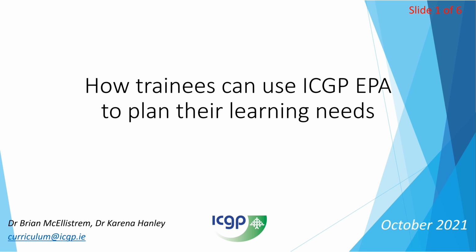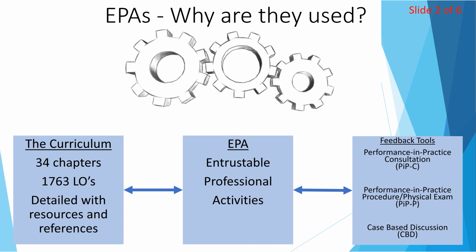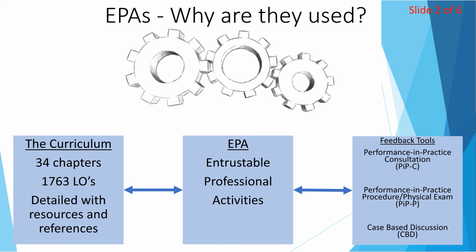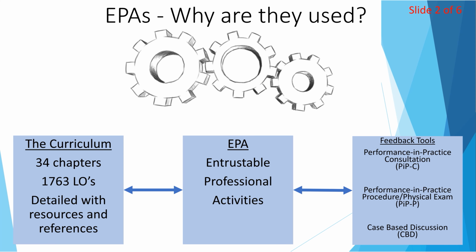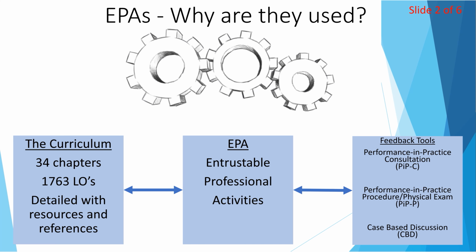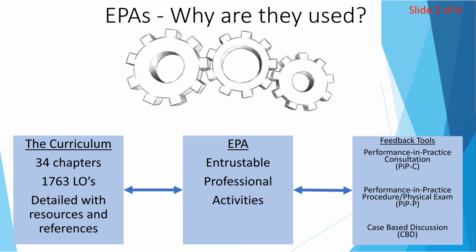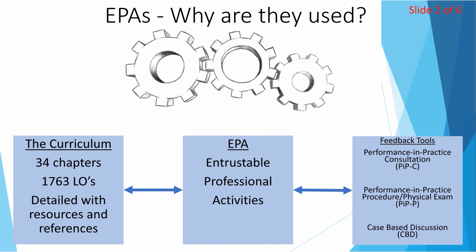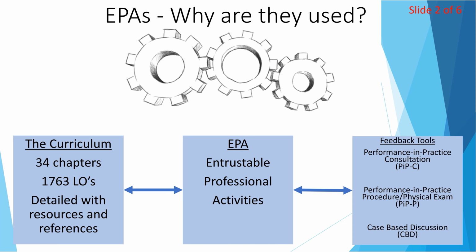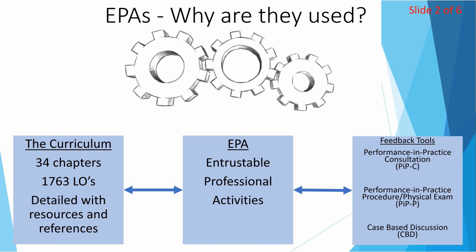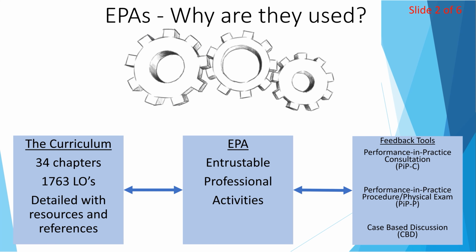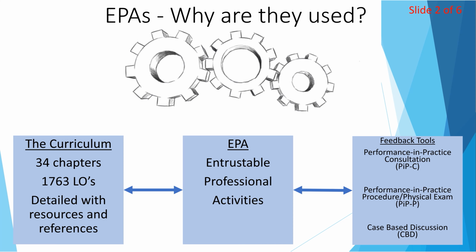In earlier videos, we have touched on how the EPAs, or entrustable professional activities, sit between the curriculum and the feedback tools, which is also where the learning occurs in the workplace. The EPAs, facilitated by the workplace tools, allow for rich and contemporaneous feedback to be discussed and delivered to trainees.